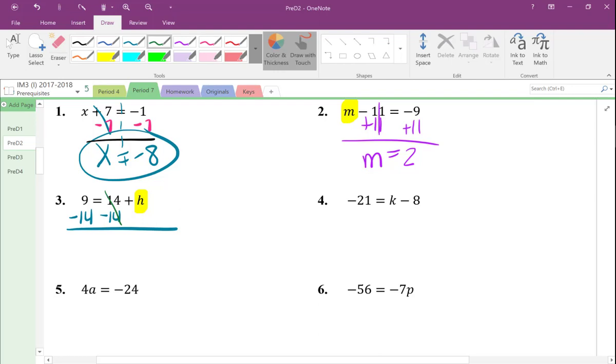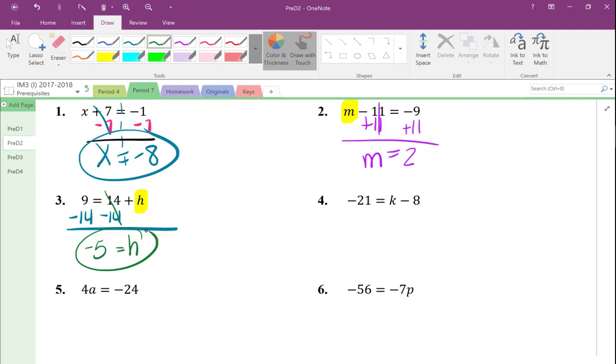Now that cancels that out, because 14 minus 14 is 0. The h comes down. What is 9 minus 14? -5. Again, calculators are fine with me. Always give it a try first, and then type in the calculator. Okay?